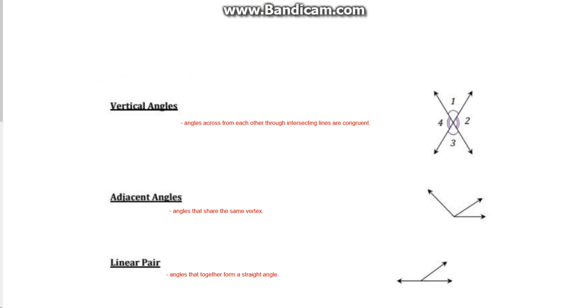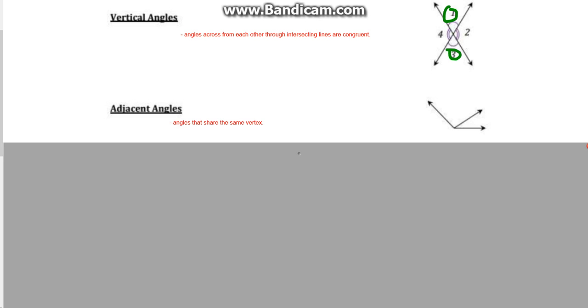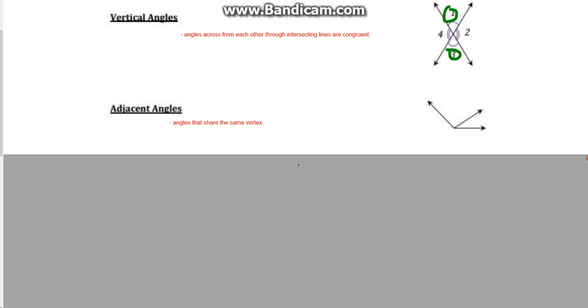Vertical angles. Vertical angles means angles across from each other through intersecting lines are congruent. So as you can see, if the angles are across from each other, then they are equal to each other. This is called the vertical angle theorem. Adjacent, angles that share the same vertex. So basically they're next to each other, but they have to be sharing the same vertex, which is that endpoint here, in order for them to be considered adjacent angles.